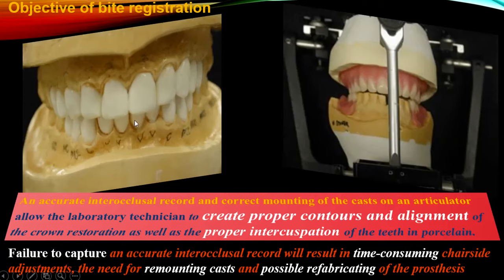So if you fail to capture an accurate interocclusal record, this will result in time consuming when the chair side، لأن راح يجي لك restoration بها هواي مشاكل راح تضطر inside the clinic تعدل بيها تسوي لها adjustment كثيرة، وهذه ممكن أيضا تؤدي إلى remounting the cast again or sometimes حتى failure of the restoration وتضطر تعيد كل الخطوات من جديد.